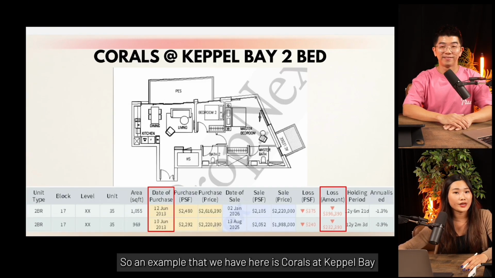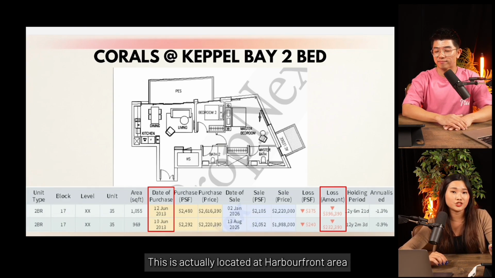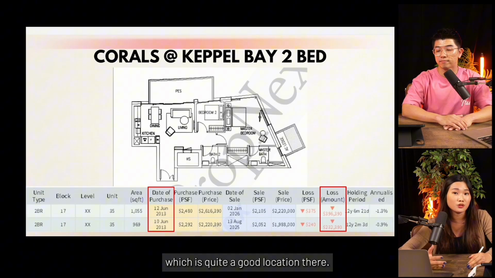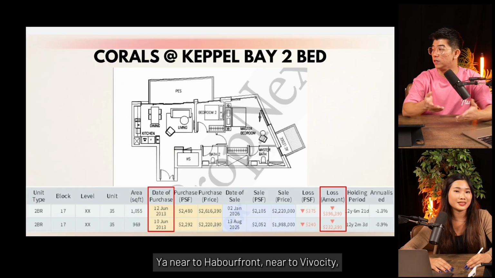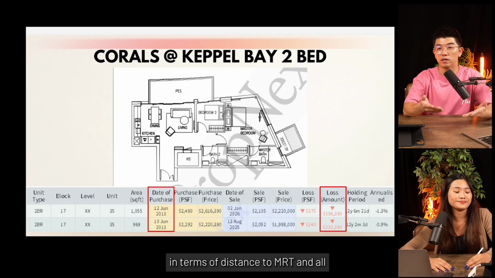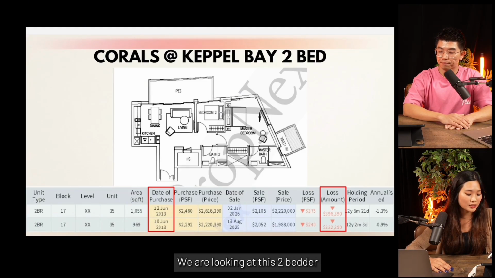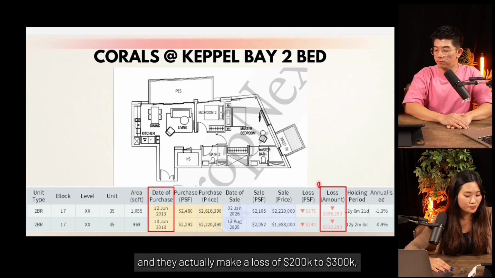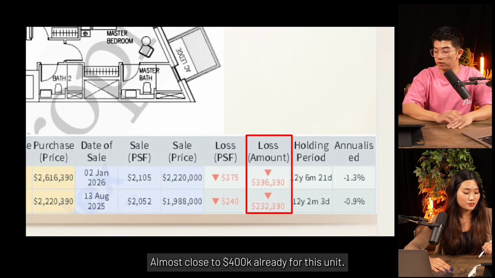An example that we have here is Chorus at Keppel Bay. To give you guys a rough idea, this is located at the Harbourfront area, the south side of Singapore, which is quite a good location that people actually look at. Yeah, near to Harbourfront, near to VivoCity. These are some things that people always want to consider in terms of distance to MRT. So Chorus at Keppel Bay, we are looking at these two-bedders. If you see here, with this layout, they actually made a loss of 200 to 300,000, almost close to 400,000 for this first unit.